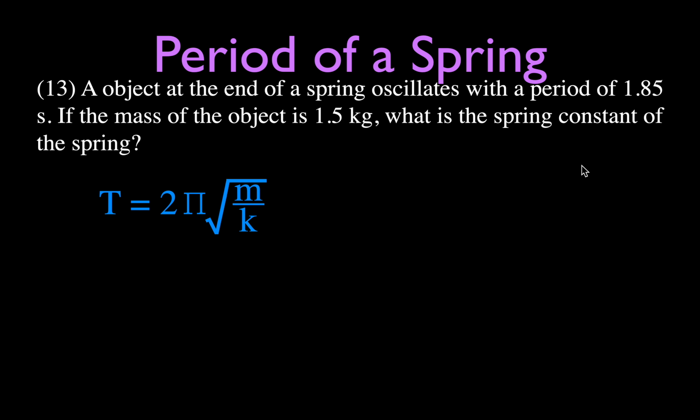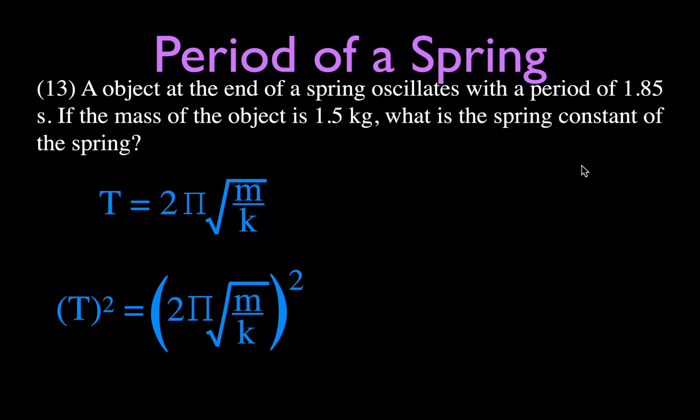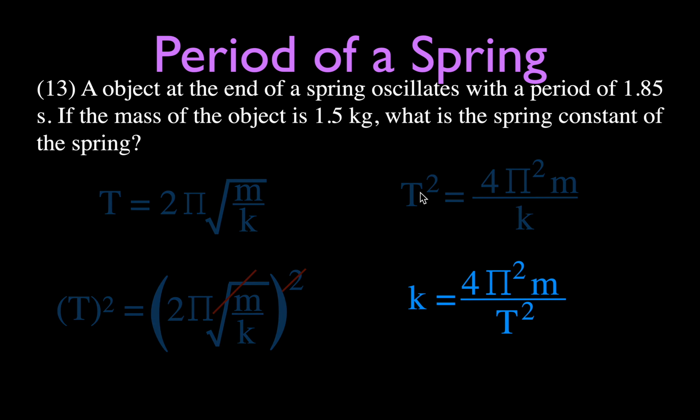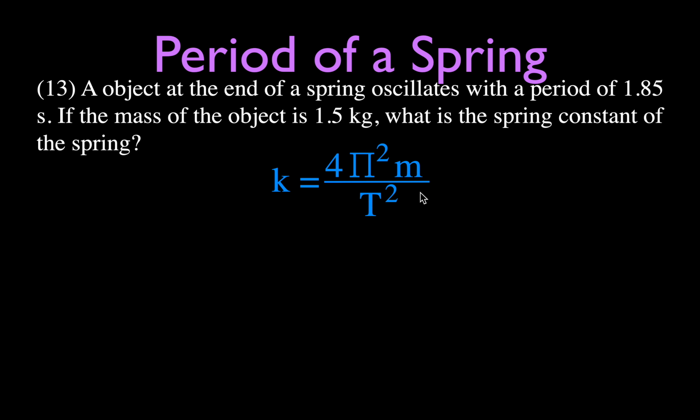So we're going to do the same thing again. Square both sides, T squared, cancel. We get 4 pi squared m divided by k. We want to solve for the spring constant, so we can just switch these two as we did before. And then you get k, the spring constant, equals 4 pi squared m divided by T squared. Take that over to our next slide.